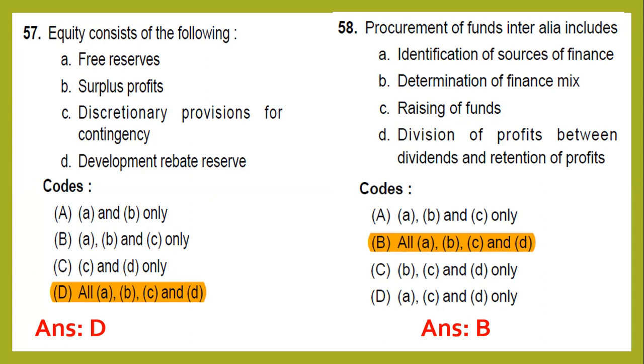Now we go to the 58th question. Procurement of funds, inter alia, includes what things? All of A, B, C, D: identification of sources of finance, determination of finance mix, raising of funds, division of profits between the dividends and retention of profits. The correct option is B.